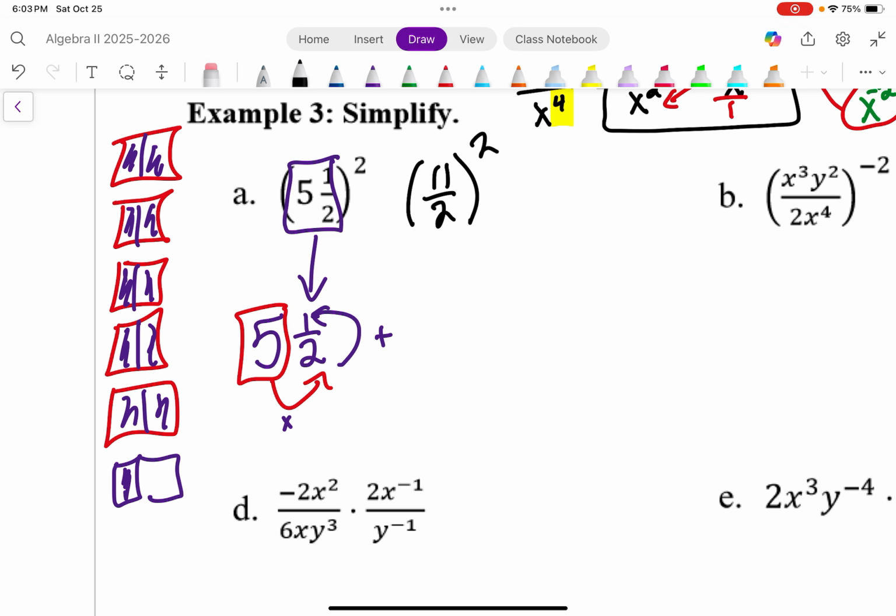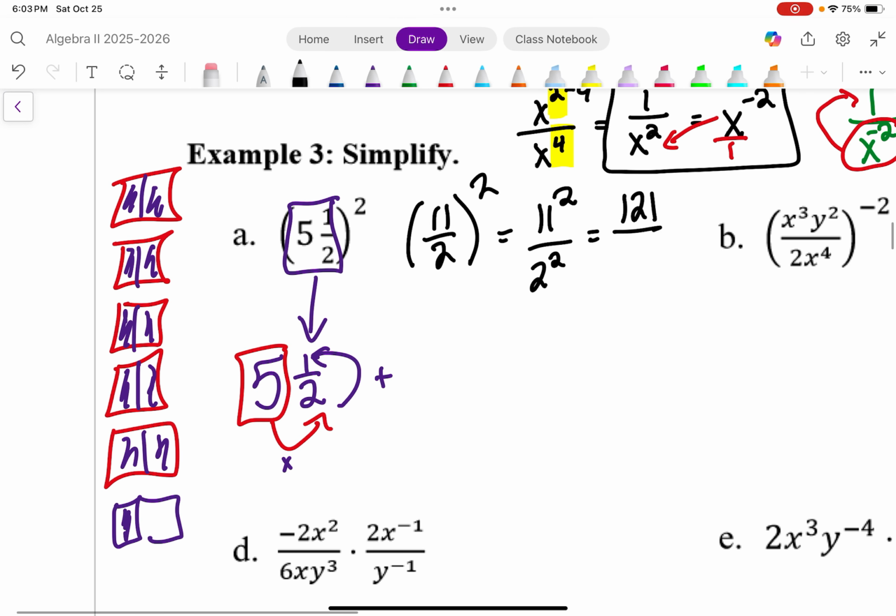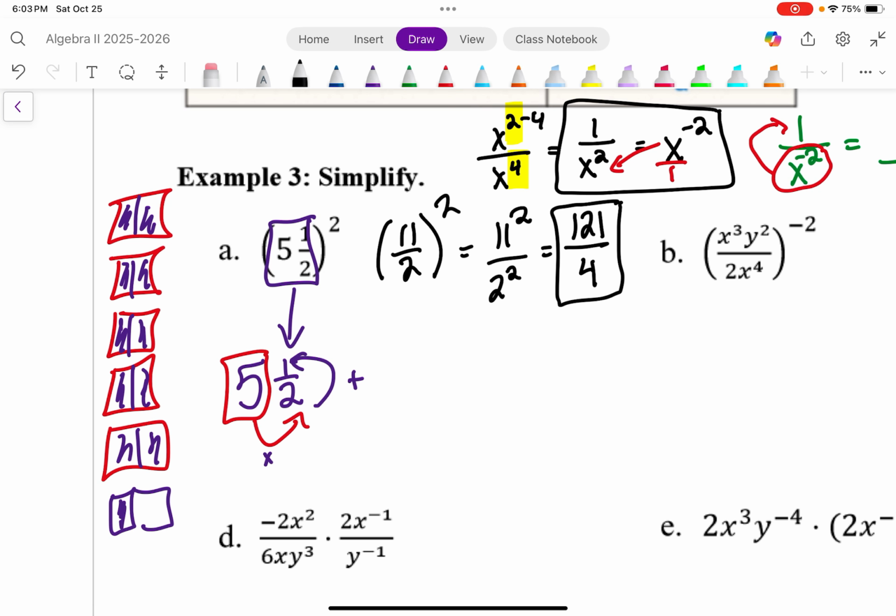As we talked about in the previous video, we have to do 11 squared and 2 squared, which gives us 121 over 4. Now, this part of the test will be no calculator, so the numbers are going to be smaller like this. If you have to evaluate, they should be numbers that you know off the top of your head. And if not, you can work them out on the side, but it is no calculator.